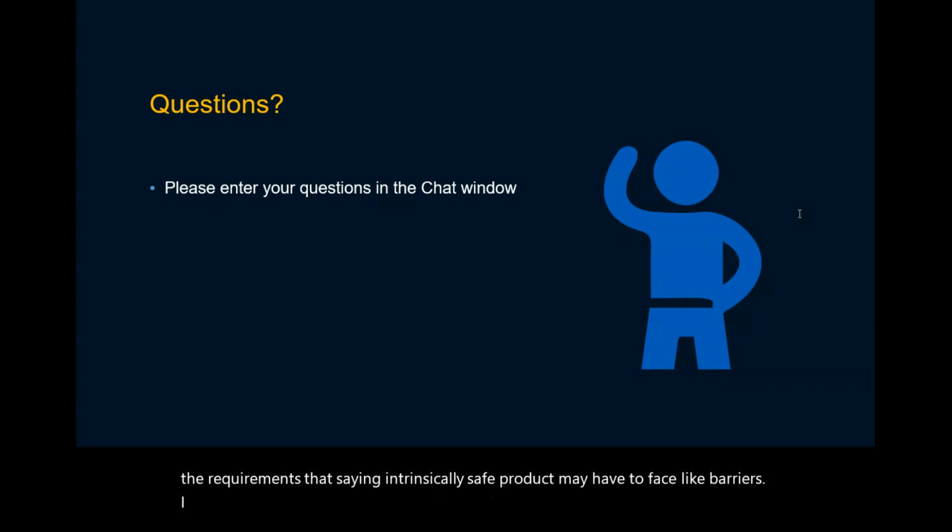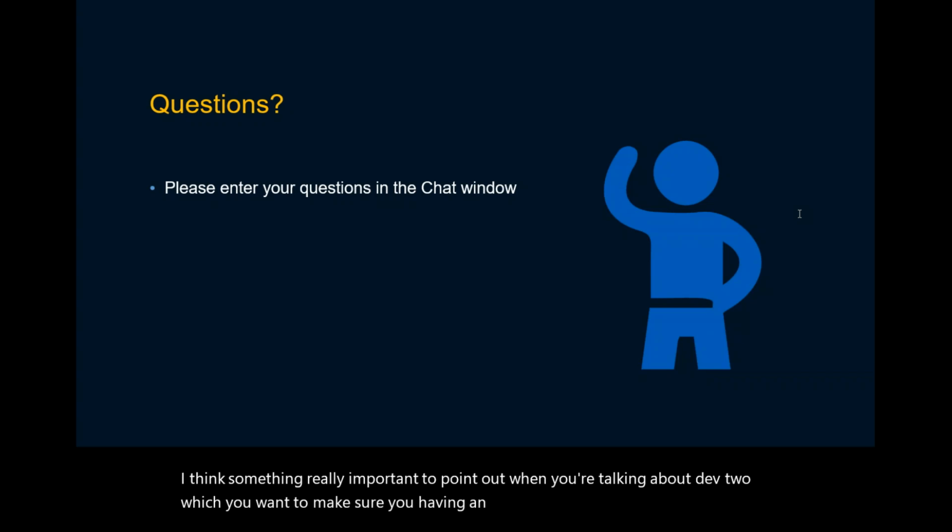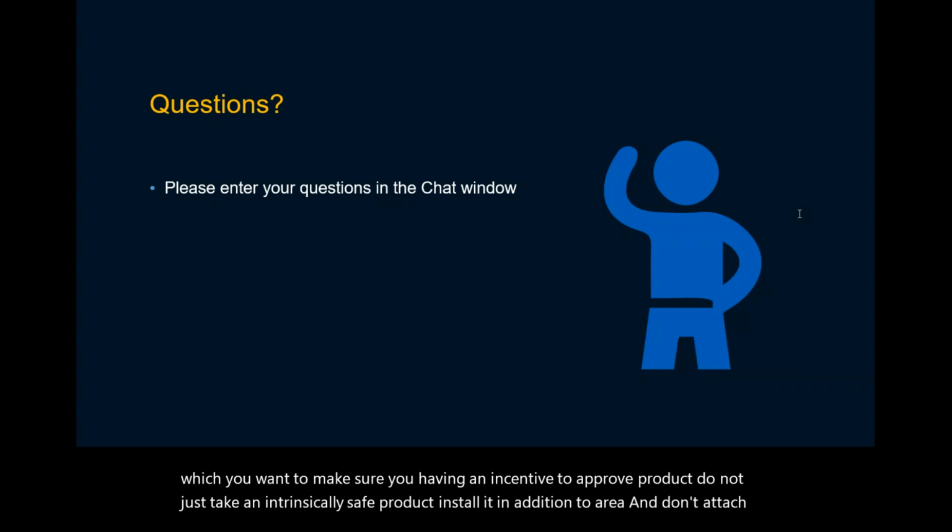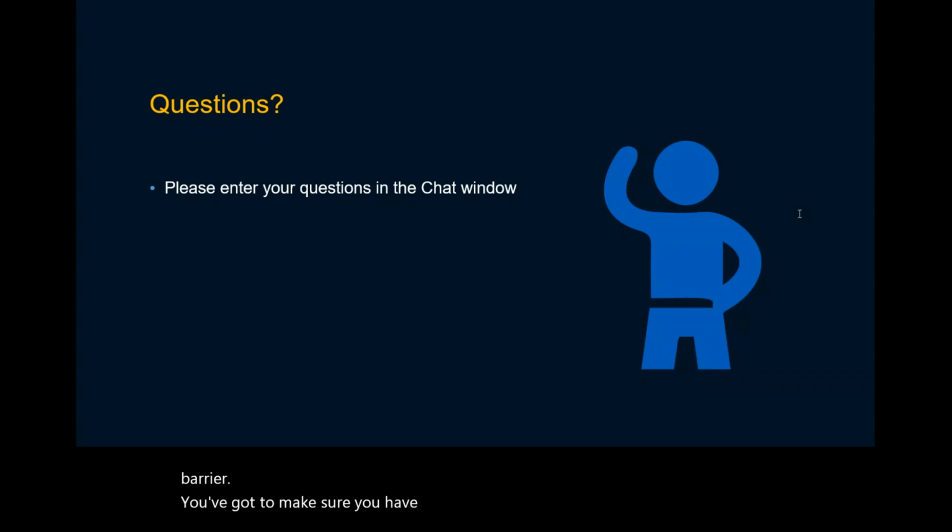I think something really important to point out when you're talking about Div 2 is you want to make sure you have a non-incendive Div 2 approved product. Do not just take an intrinsically safe product, install it in the Div 2 area, and not attach your barrier. You've got to make sure you have the appropriate approvals to do that.